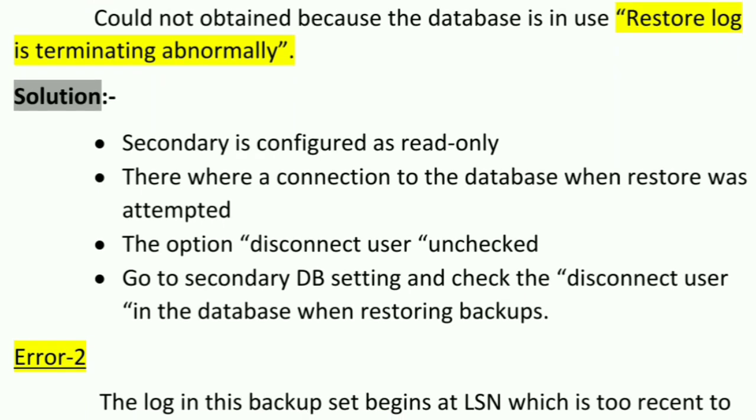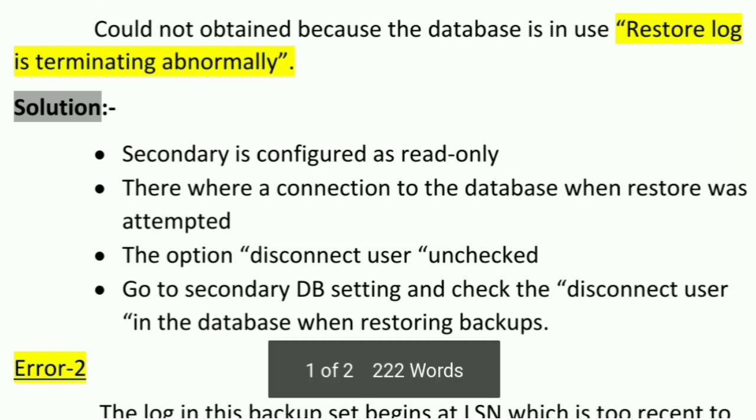I can tell you the resolution for this type of error. What does this mean? Why is the restored log terminating abnormally? There is a chance that a connection to the database existed when the restore was attempted. Maybe some user is fetching data from your secondary, and because of that it is not allowing the restore. There is an option called disconnect users. It is unchecked, and because of that you are getting the error.